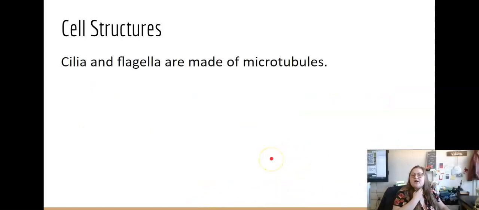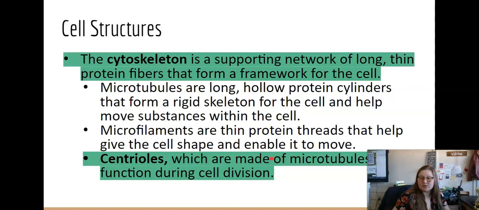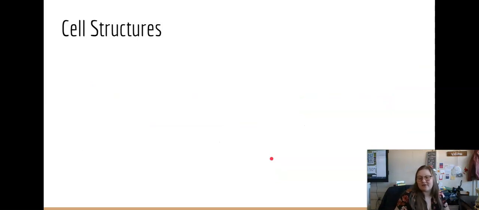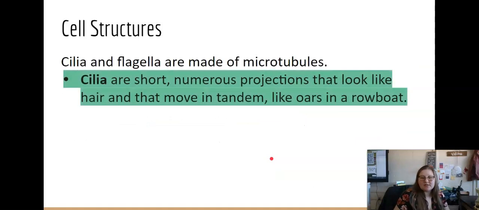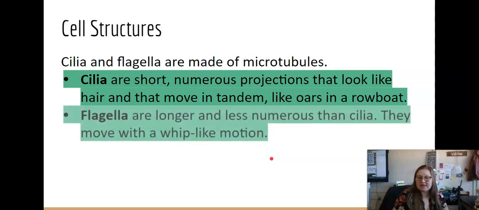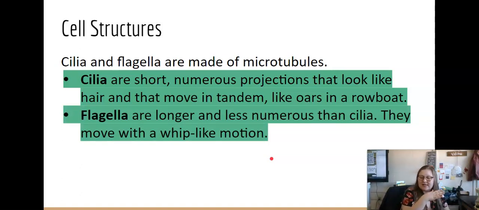So cilia and flagella are made of microtubules, and all of these structures, in Module 9, when we talk about cell division, are going to come in handy to know what they are and what they do, because they are helpful there too. Cilia are short, numerous projections that look like hair and move in tandem like oars in a rowboat. Flagella are longer and less numerous than cilia. They move with a whip-like motion. So flagella usually look like a tail at the end of a cell, whereas cilia are like hair-like things going all around the outside.